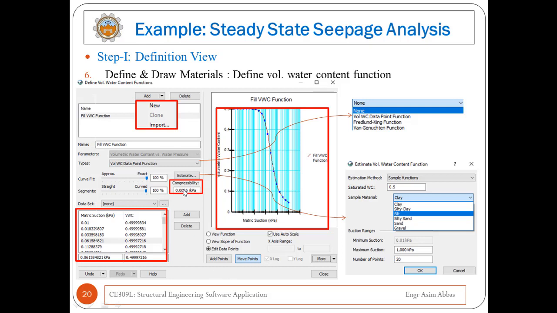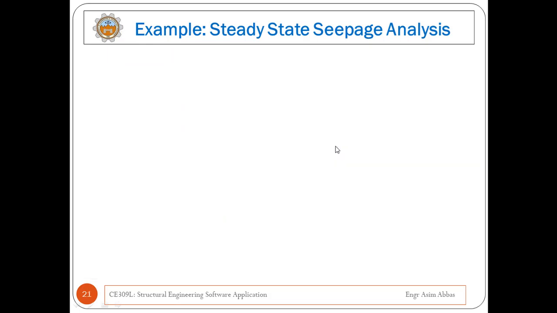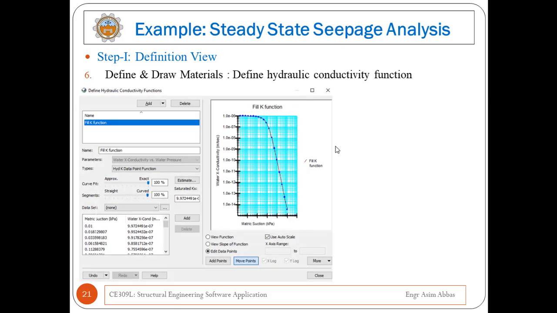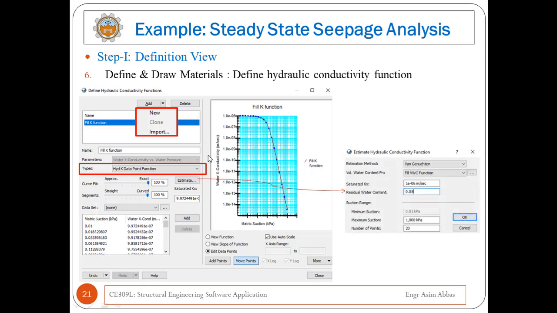And from here we will enter the compressibility coefficient, and we will enter the value 0.0005 per kilopascal. Here the volumetric water content function is defined. Now next we will define hydraulic conductivity function. For that, click on the hydraulic conductivity function. So this window will appear, right? From here we will add a new function, and we will change the name fill hydraulic conductivity function or K function, right? And from here we will choose the type of function, that is hydraulic K data point function, and then we will click on the estimate.